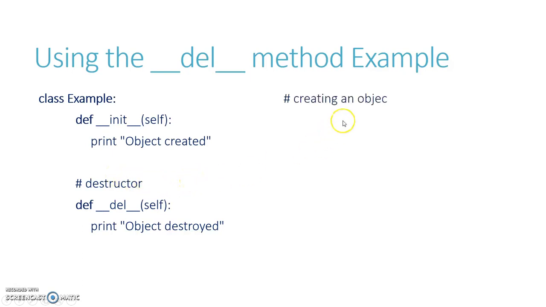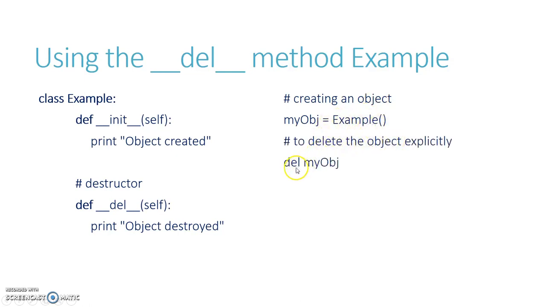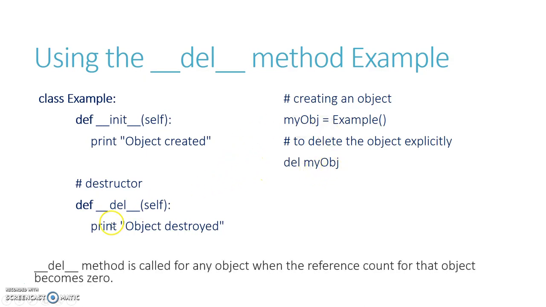So here in the code, we are creating an object, my object example, and to delete the object we can use the del keyword. So when we are explicitly deleting the object, this method is going to be called, but if you forget to call this method, still this method is going to be called. This method is going to be called whenever an object is dereferenced or deleted from the memory. The del method is called for an object when the reference count for that object becomes 0. It will get called automatically.